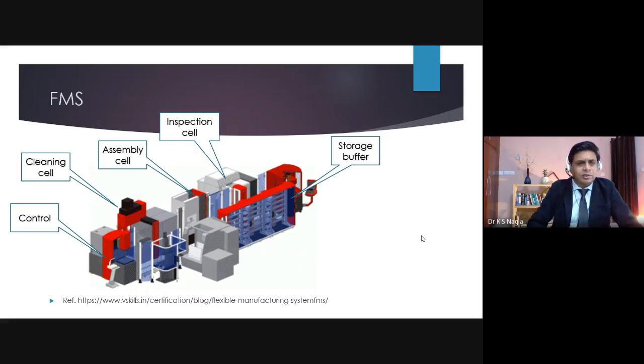There may be a control room, a control unit inside the flexible manufacturing system. Another cell may be the cleaning cell, which is performing the cleaning operation on the devices or on the job. Then there may be an assembly cell. The assembly cell has its own function to assemble the component.